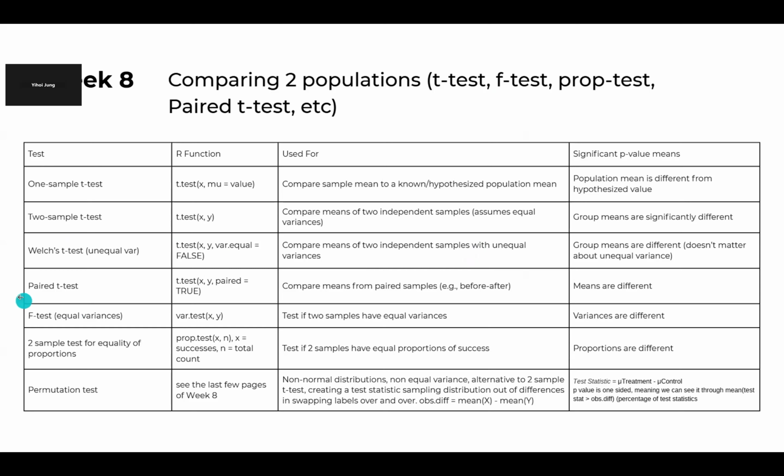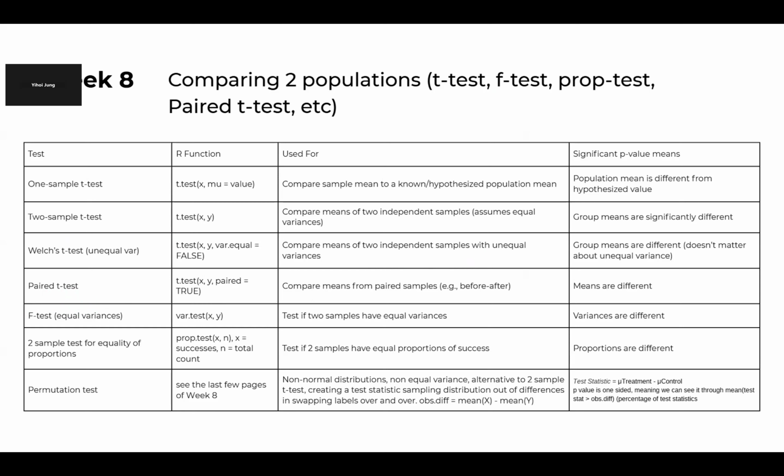We also go over the paired t-tests, which compare the means from paired samples. For example, before and after, where you're trying to compare the means of the pair. So you might have something like mu x minus mu y. That's when you'd run the paired t-test.